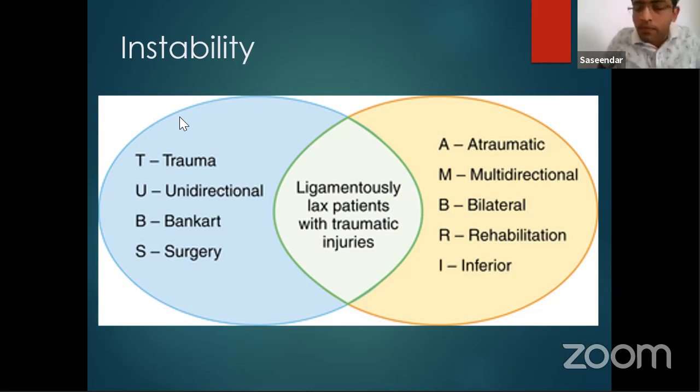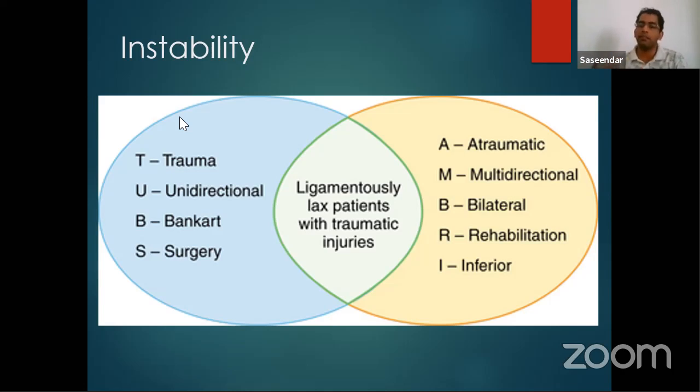For example, after a first episode of dislocation, you don't need to do a surgery, but then there are recurrent dislocations after a history of trauma, then they do very well with surgery. In the atraumatic group, they are mostly multidirectional because the capsule is stretched. When the capsule is stretched, it is unlikely that it can get stretched only in one location, that is anterior or posterior. So it usually stretches globally.